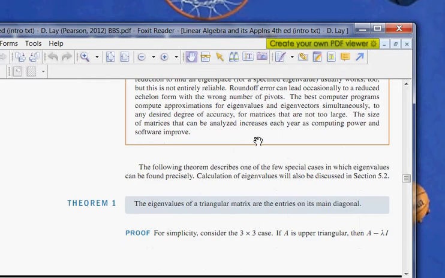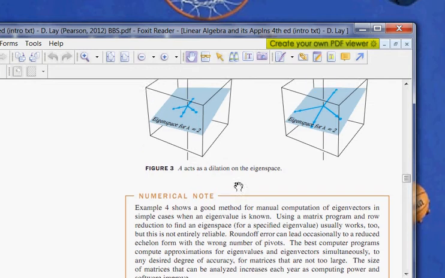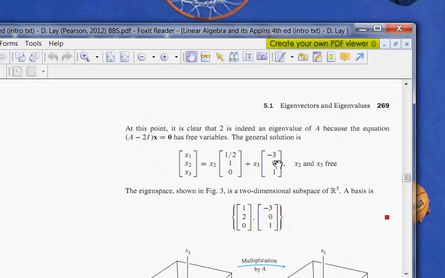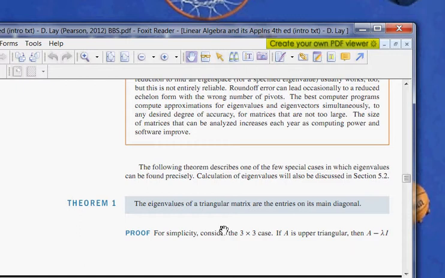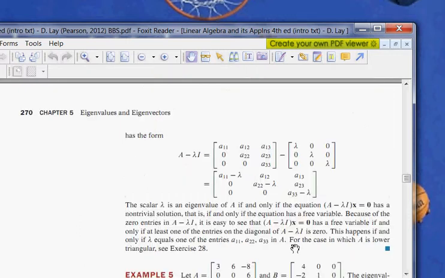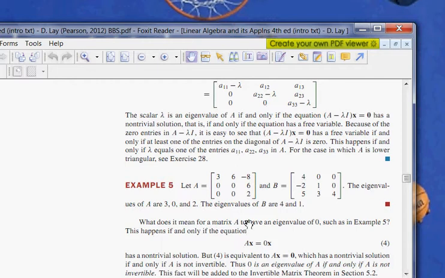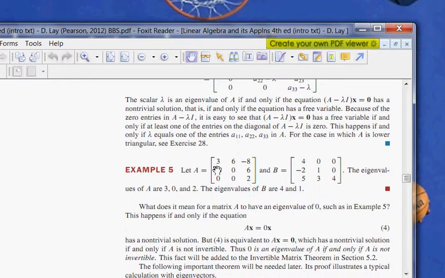Look, now we move on to theorem 1. The eigenvalues of a triangular matrix are the entries on its main diagonal, okay? That's just something that you can memorize, really. I'm not going over the proof. I don't think that this concept is too hard. Look, A, what are the eigenvalues? You have 3, 0, 2. B, what are the eigenvalues? 4 and 1, okay? Because this is a 4, so it really doesn't do anything, right?